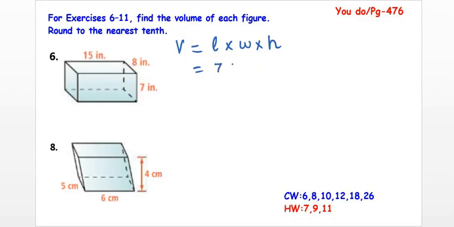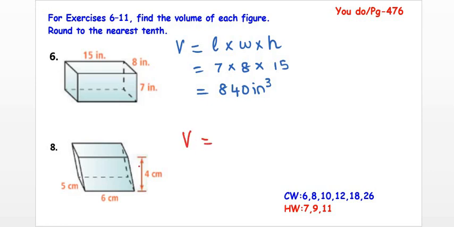So it will be 7 times 8 times 15. It doesn't matter even if you switch the places of these numbers, because it's all multiplication. So we will check what is the answer. Wait. So it's becoming 840 cubic inches. Let's solve the next one.